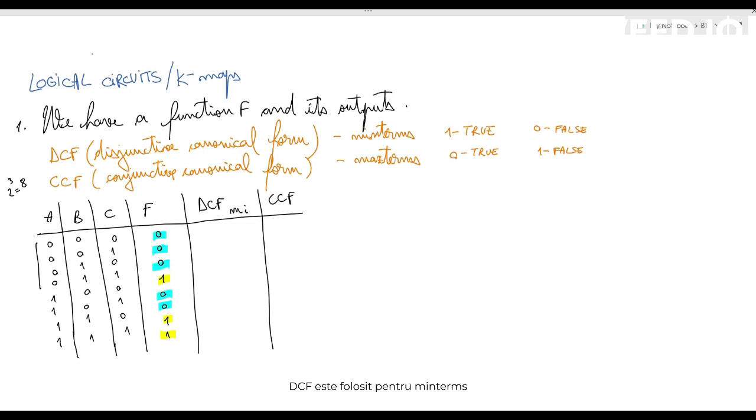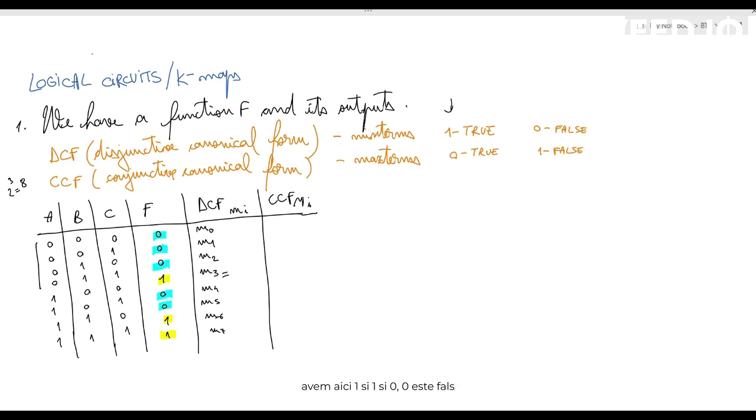Now, DCF is used for min terms, and CCF is used for max terms. We are going to work in this exercise only with min terms. So, as I wrote here, when we have 1, it means that it is true, and we have m0 here, m1, m2, m3, 4, 5, 6, 7.